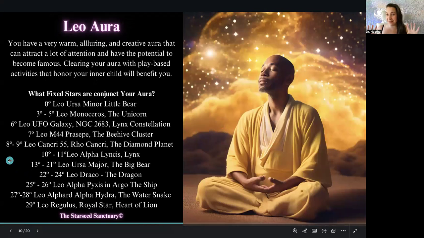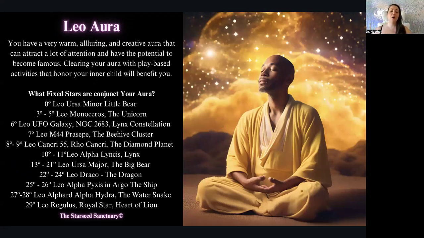All right, next up we have Leo. If your natal asteroid aura is in the sign of Leo, when your aura is in a healthy place, you generally have a very warm, alluring, creative aura that can attract a lot of attention. And you even have the potential to become famous. There's usually a lot of golds and yellows. It's almost like the sun, right? Like it shines a light really bright.